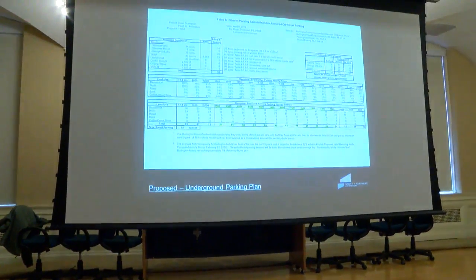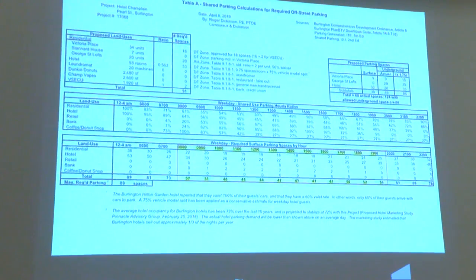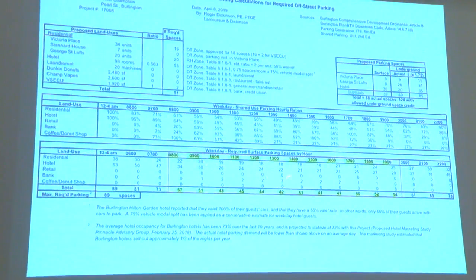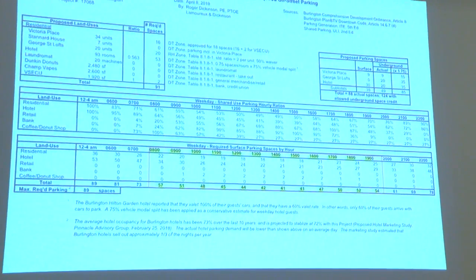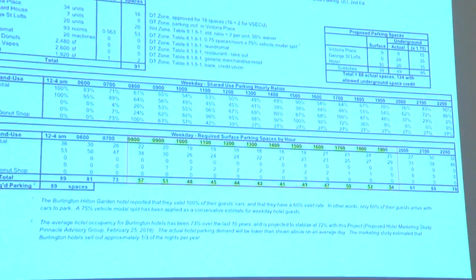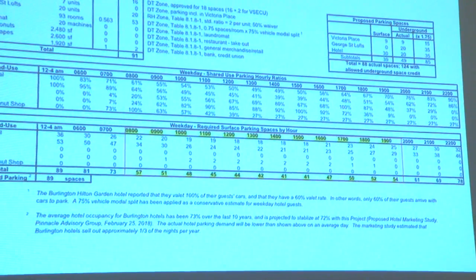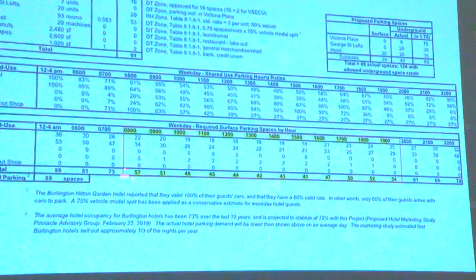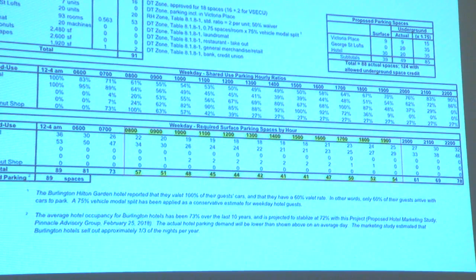This is a revised parking analysis, and I've highlighted it in yellow. Remember that we have 88 spaces, so if you solve for 88 minus 30, that's 58. So anytime my total demand is below 58, it means I have 30 spaces available or more.